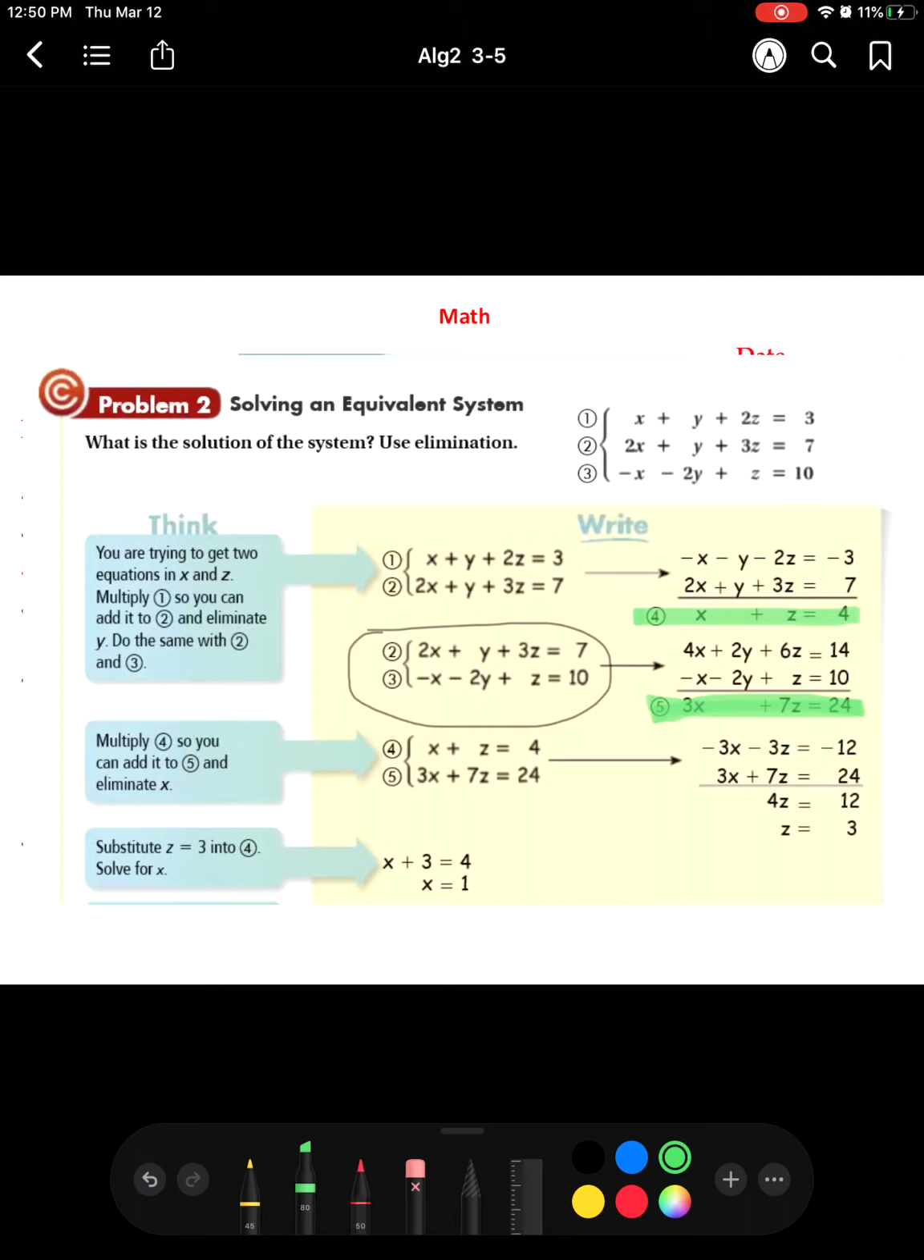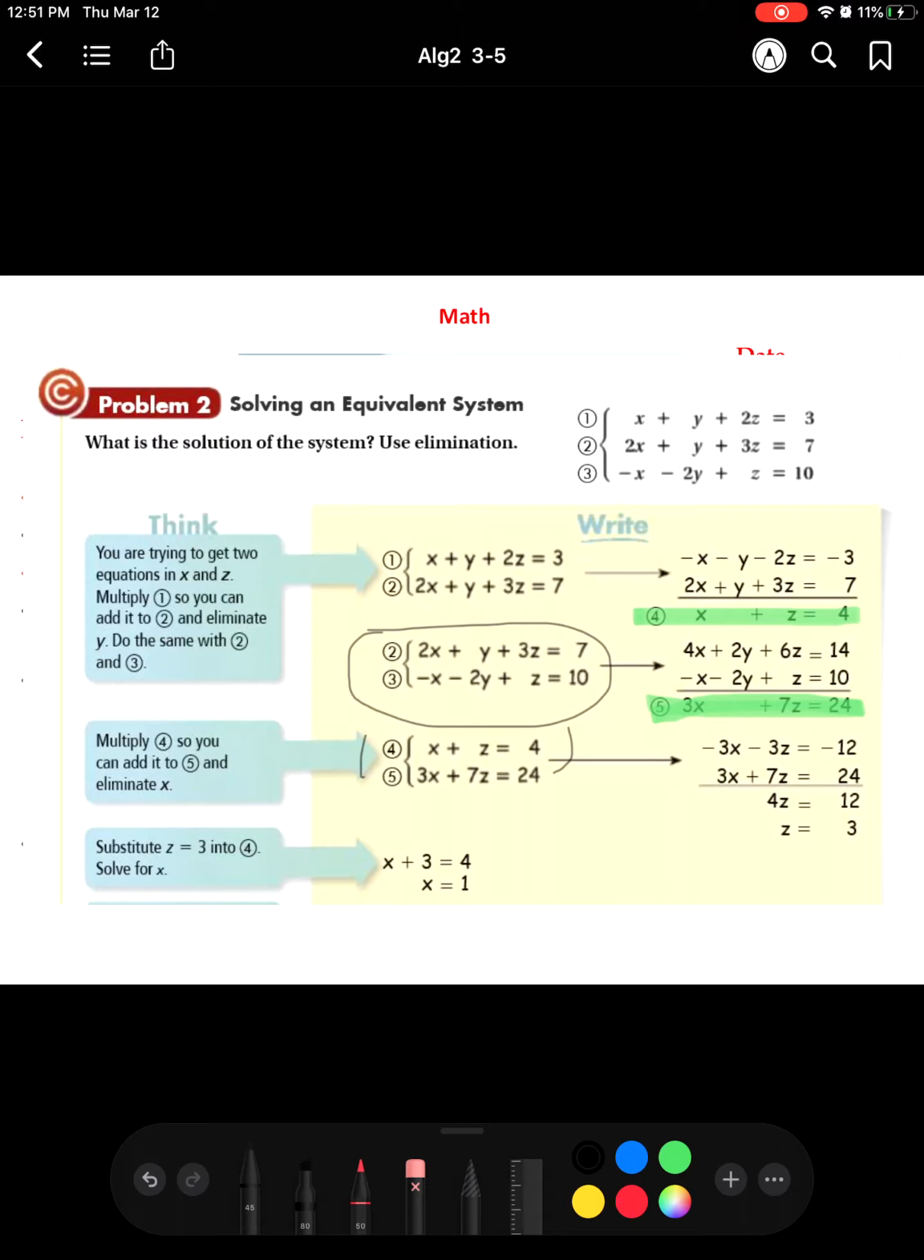Why? Because I'll deal with 4 and 5 as a system of two variables, and I will add or subtract to give the value of z or x according to my question. Let's see here. I have x plus z equals 4. The second one is 3x plus 7z equals 24. I can multiply by 3 or negative 3. It doesn't matter.